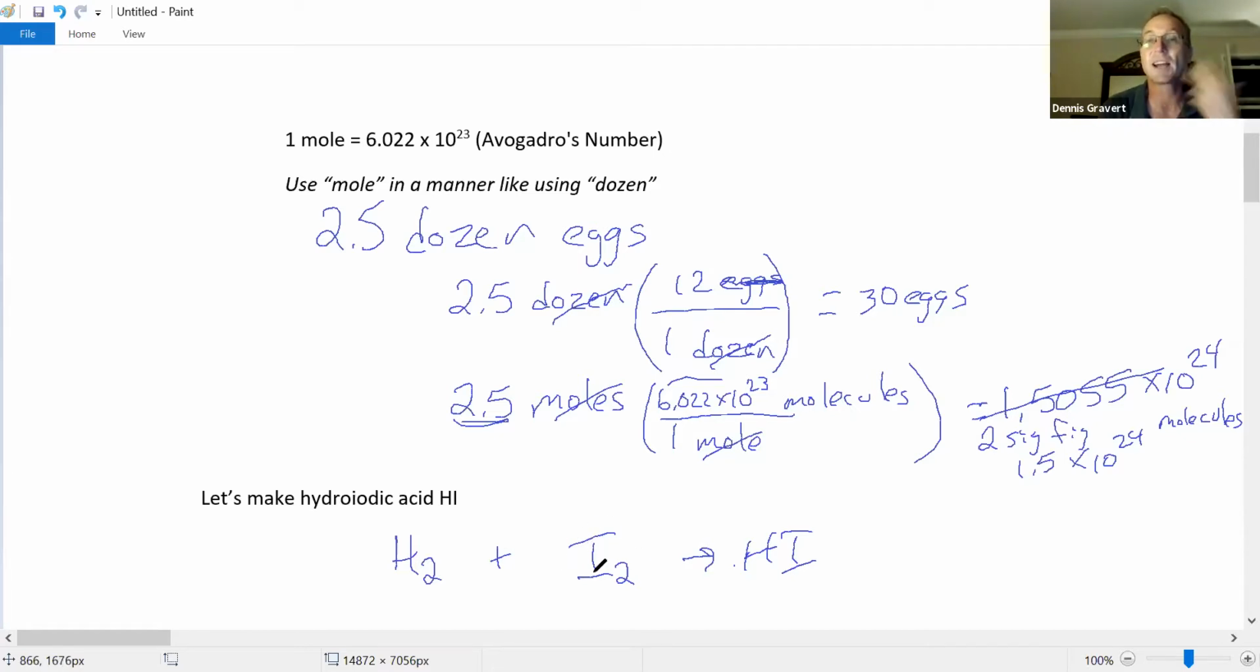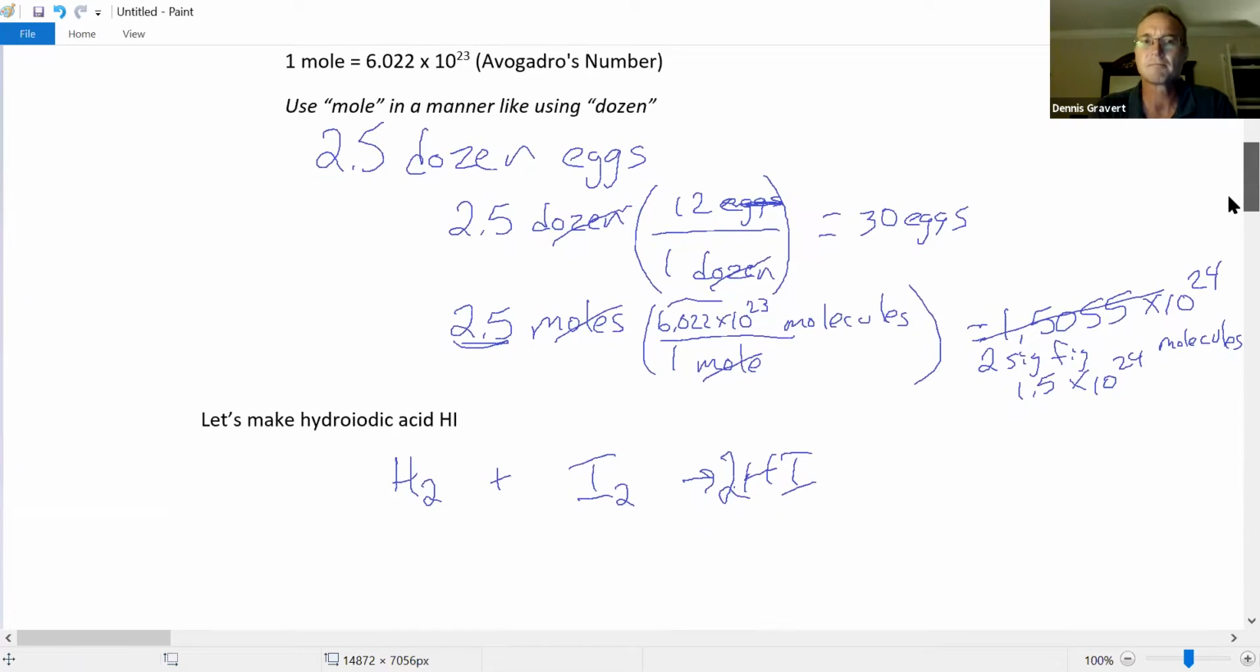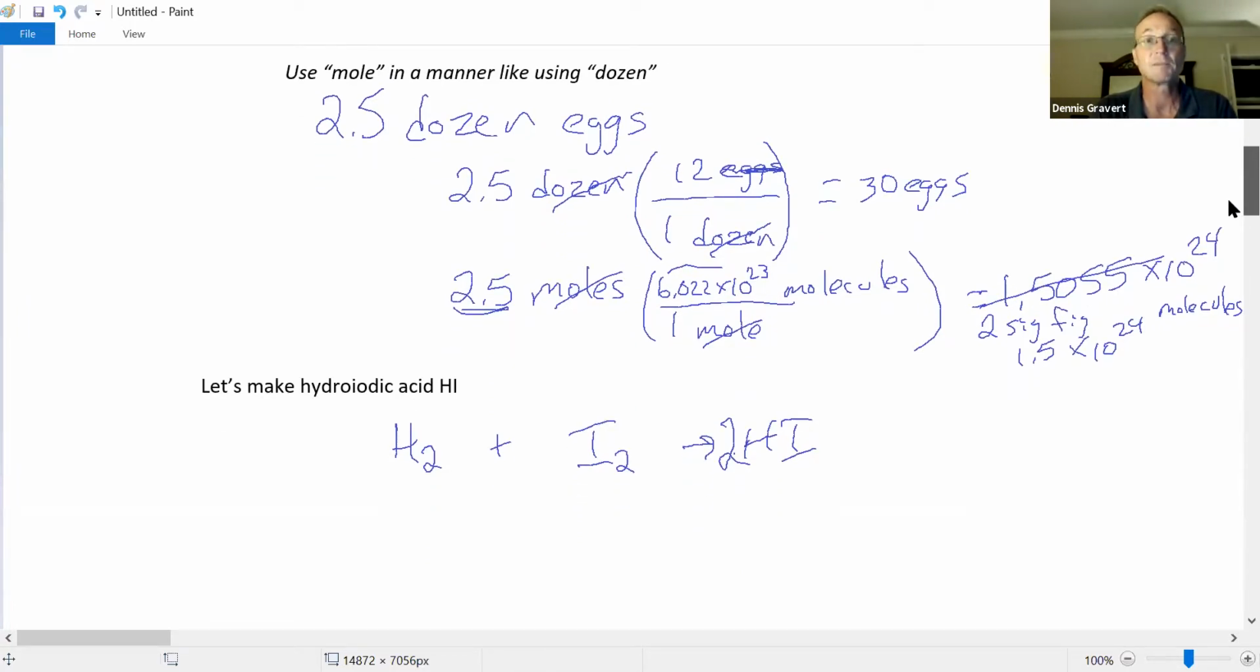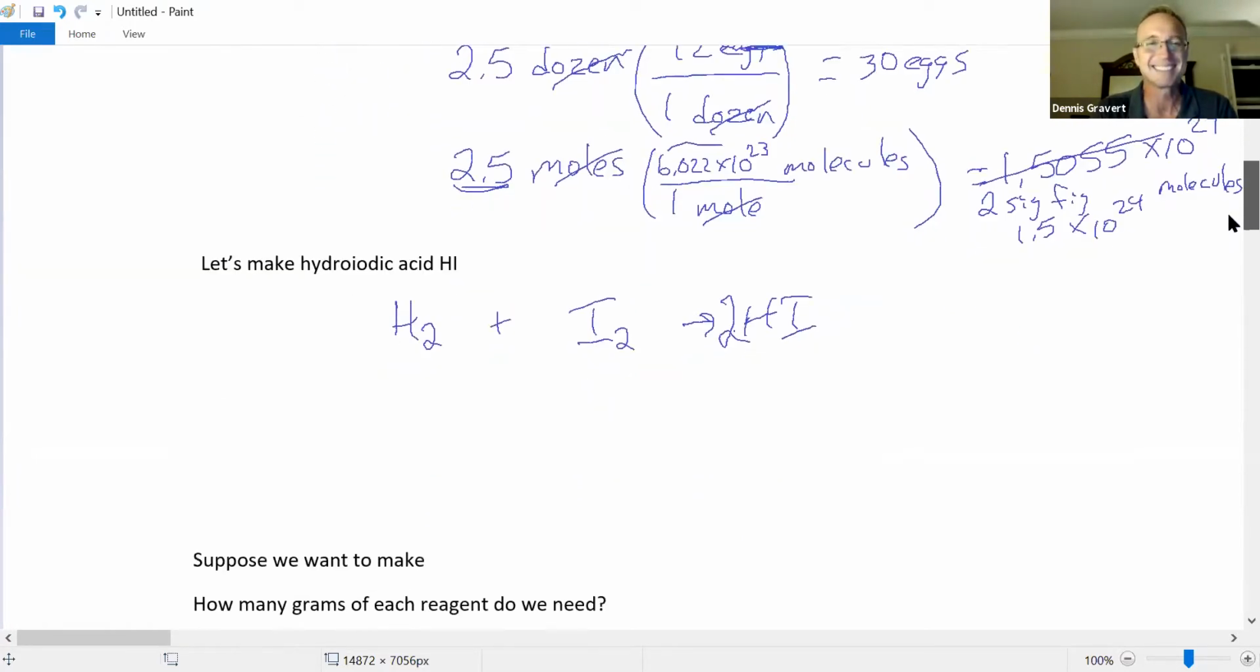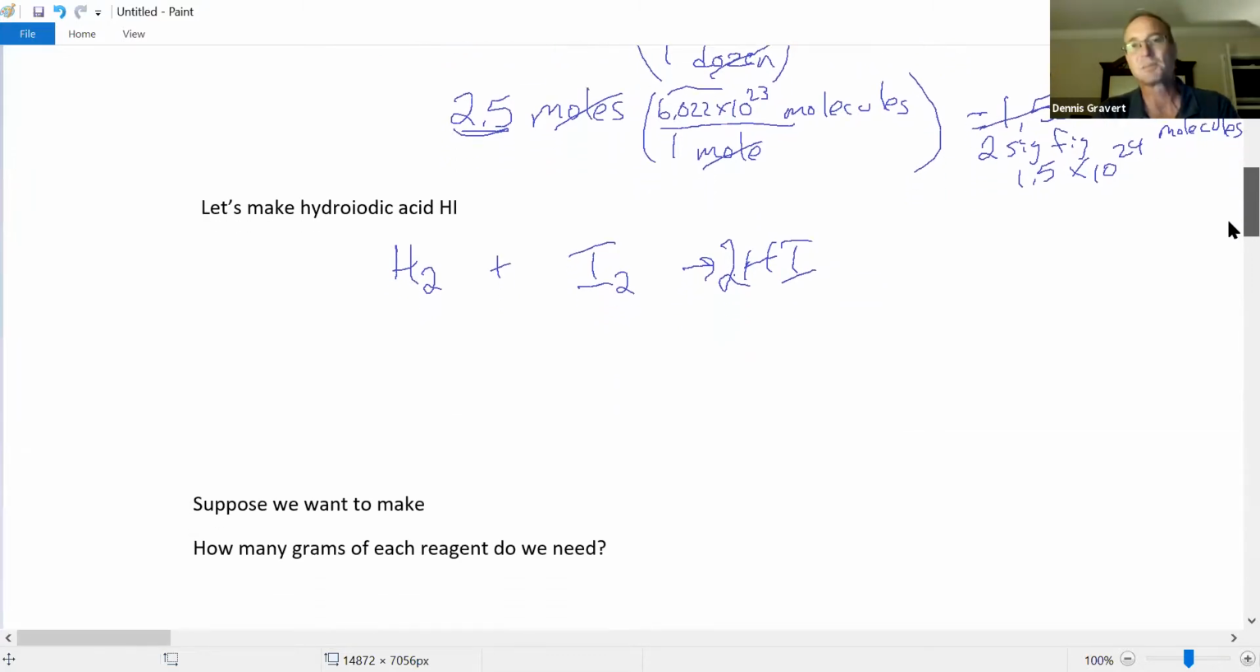So there's two iodine atoms on the left side. There's only one on the right, so put a big 2 in front. Now there's two iodines on both sides. And guess what? Hydrogen's already balanced, right? 2 H's on the right, 2 on the left. Nice. There's a good recipe. That's the balanced chemical equation for making hydroiodic acid.